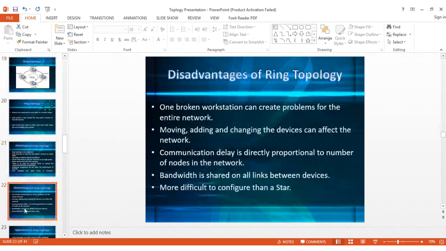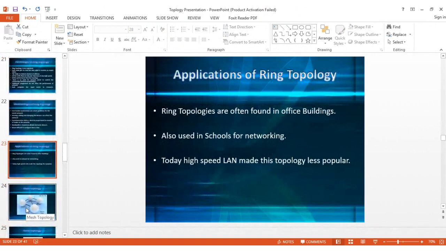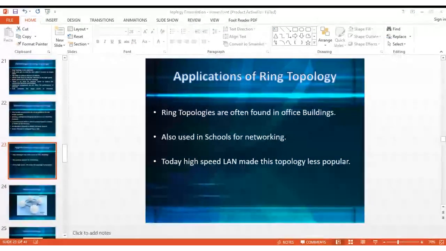So what are the applications now of the ring topology? The first one, we can be using it in schools for networking, for example, maybe there is a LAN, still in office buildings. And because you require a LAN which is very, very fast, you can use the ring topology. Any question on the ring topology?